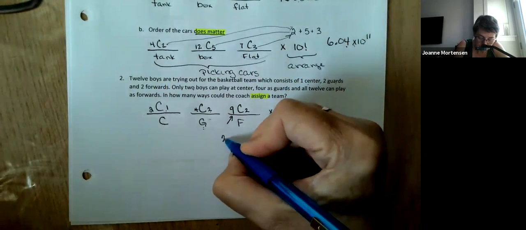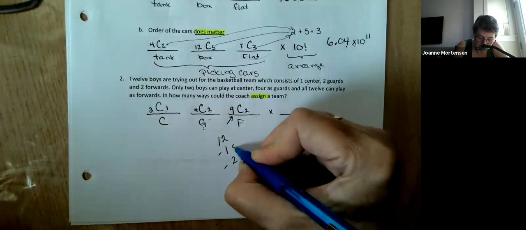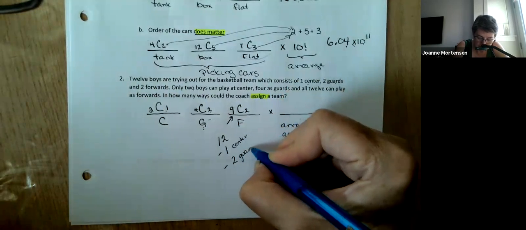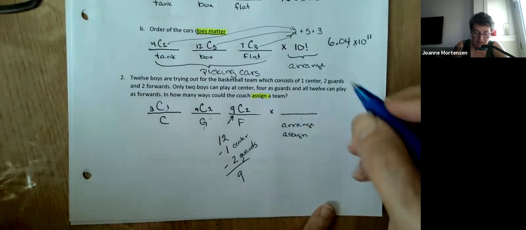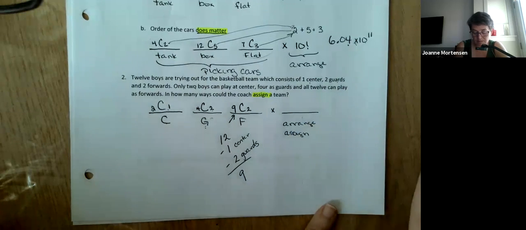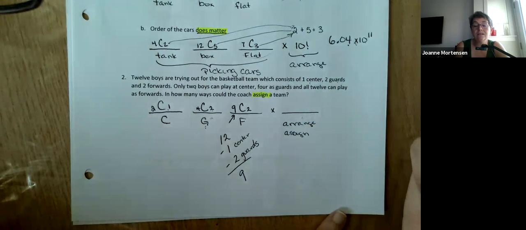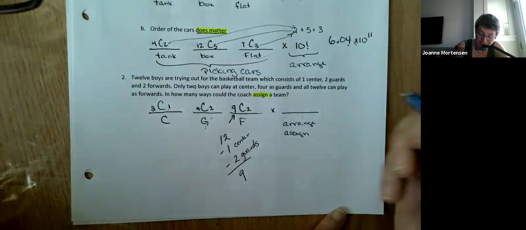Okay. 12 minus 1 minus 2. Center. Guard. Yes. That's where that 9 comes from. And then how many, once we have those guys picked, we're going to arrange them.